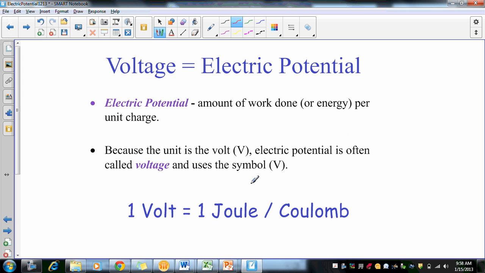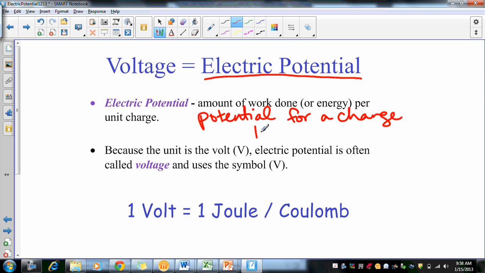So where is all of this going? It's going to this idea of electric potential. Notice it doesn't say energy here, okay? Electric potential energy is one topic. Electric potential is another. Electric potential is the amount of work done per charge. So the more charge an object has, the more work you have to do to move it. So electric potential is the potential for a charge to move, is another way of thinking about it. That's not change, that's charge.